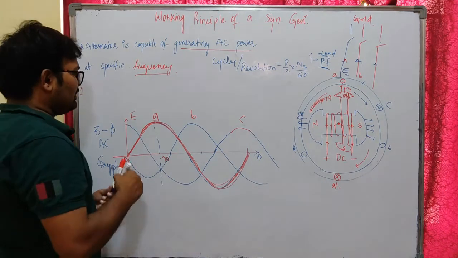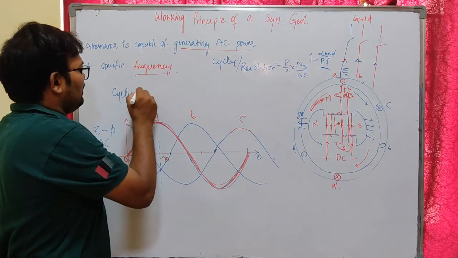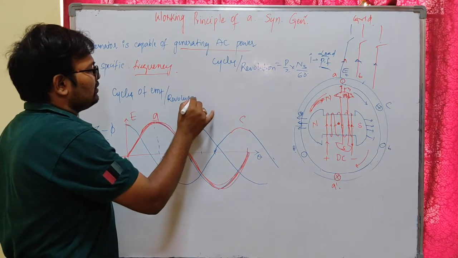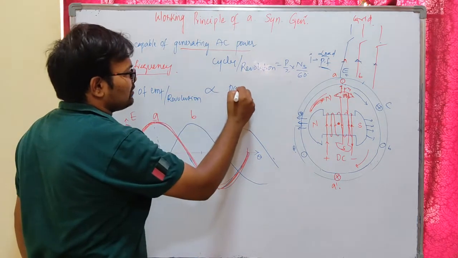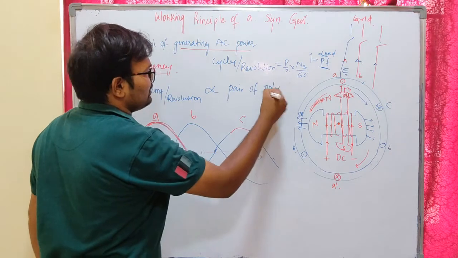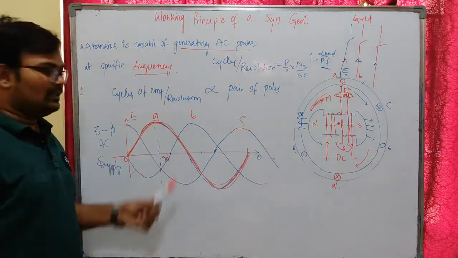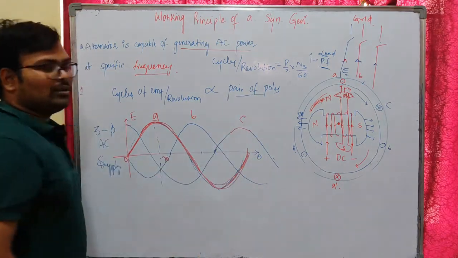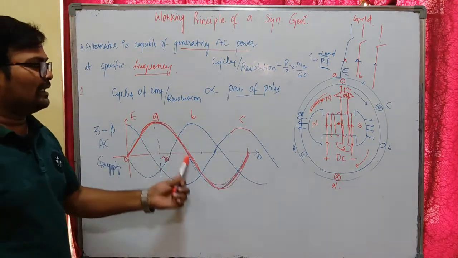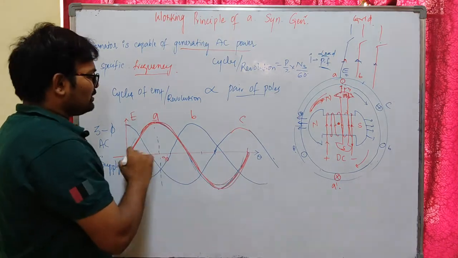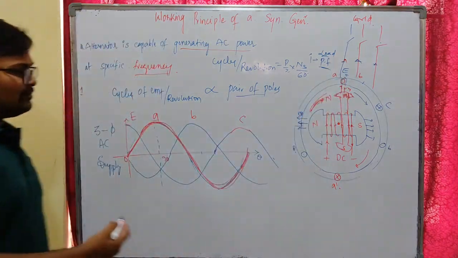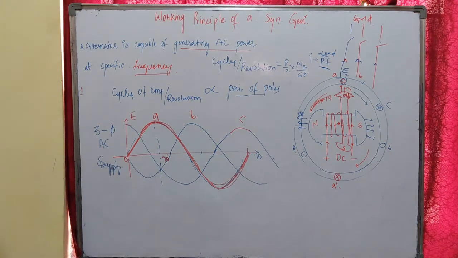Then the number of cycles of EMF per revolution is dependent on the pair of poles. So the more pairs of poles, the more cycles. That is the idea. For one cycle, two poles have to pass one conductor. That is the meaning of that expression.